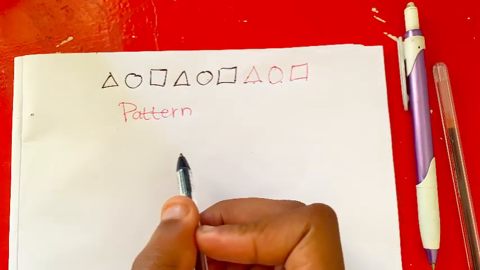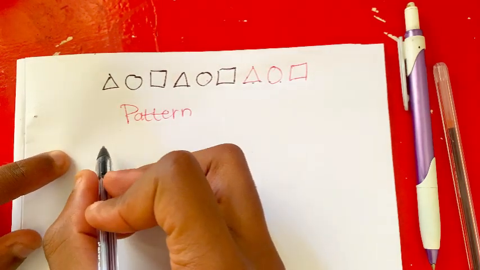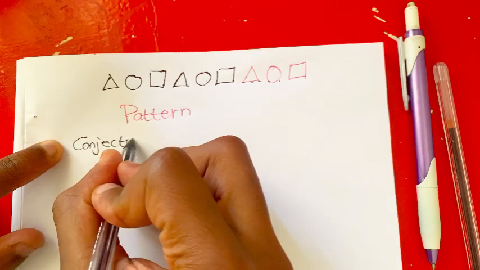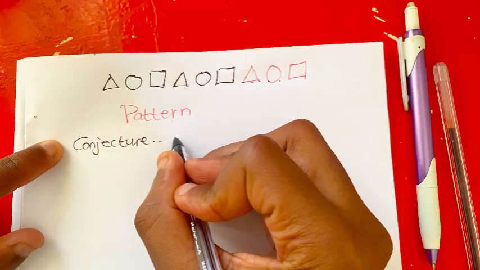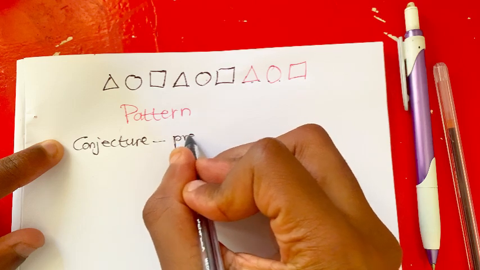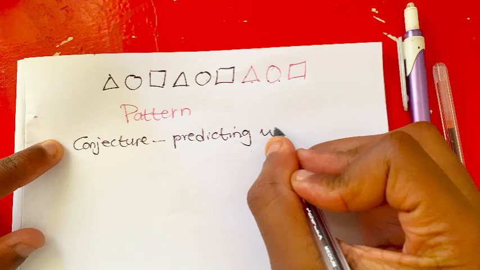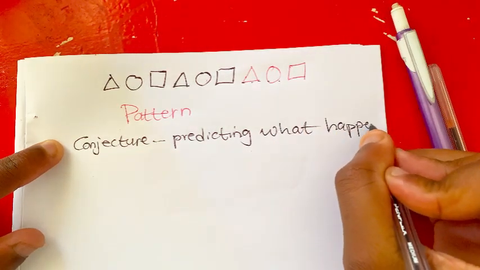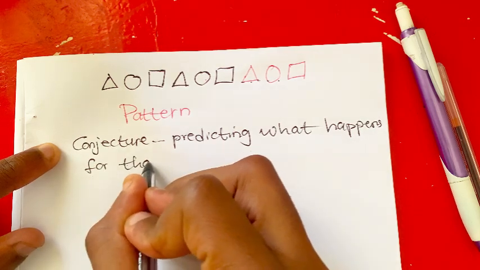The act of you identifying how a pattern occurs is a conjecture. A conjecture is basically you predicting what happens for that pattern to occur.